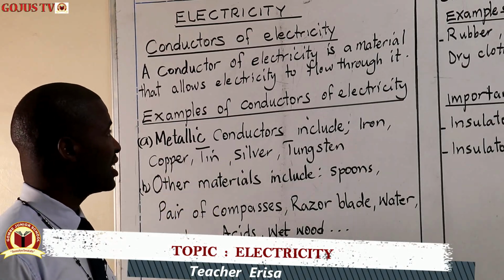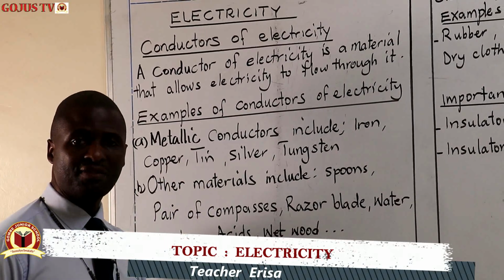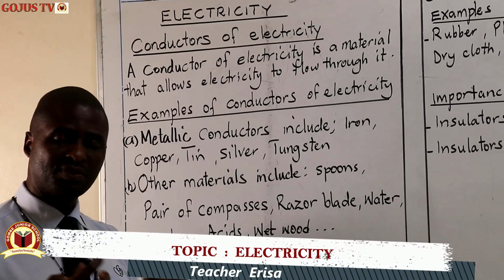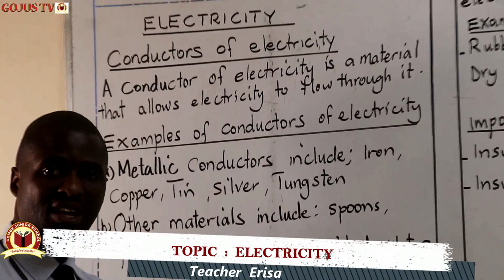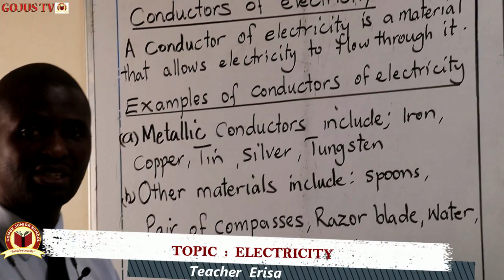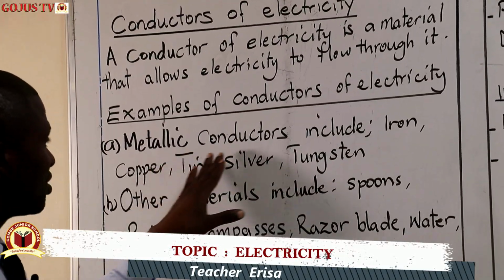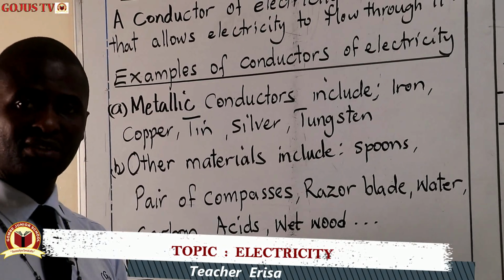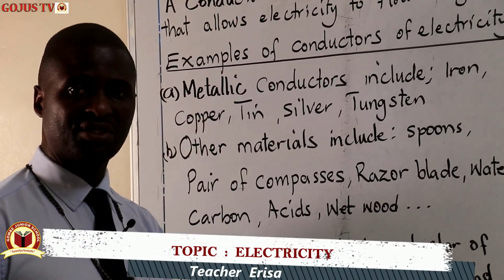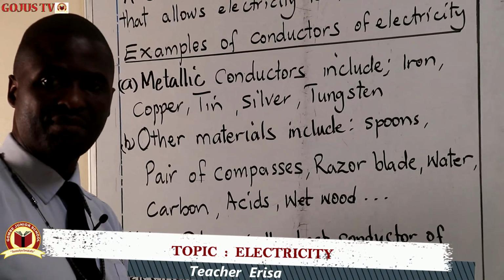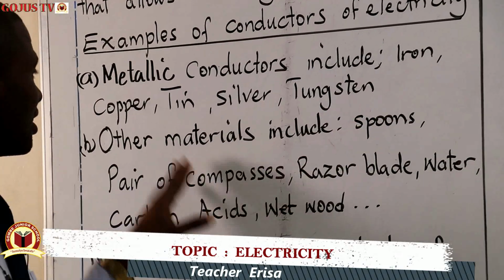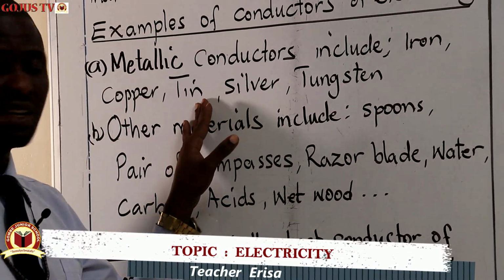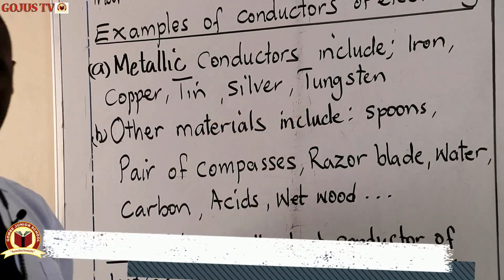Examples of conductors of electricity, we have materials, but we also have specific metals that allow electricity to pass through them. Specific metals include iron. All materials that are made out of iron can conduct electricity, but iron as a metal conducts electricity. Copper, silver, tin, and tungsten.